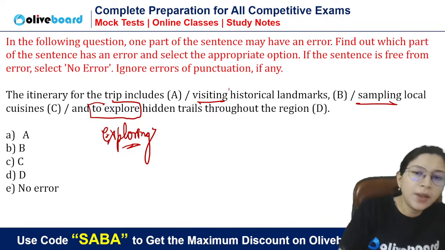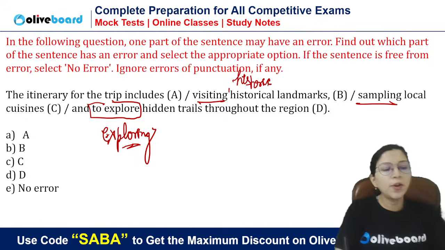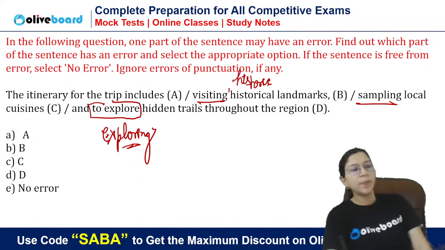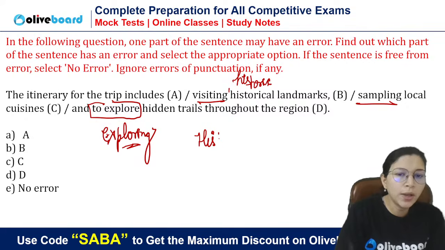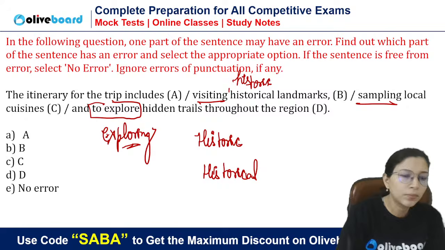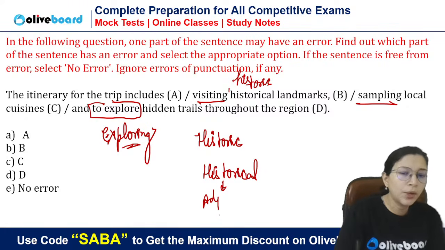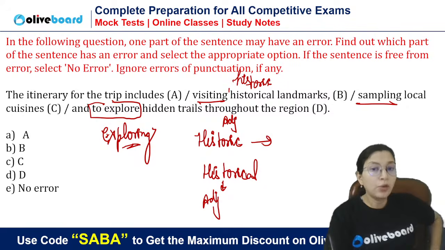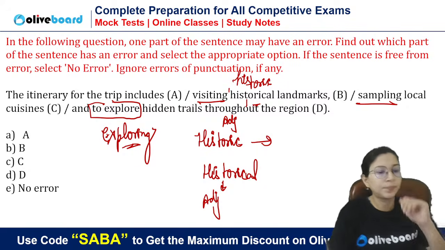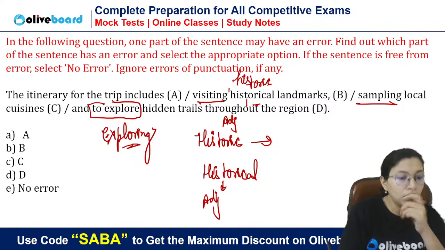My question is, can we write here historic? Because historic is also an adjective. Can we write here historic? Anybody? What is the difference between historic and historical? Both are adjectives. Tell me the difference quickly, because such questions also come in our exam. I could have written here historic landmarks. I want to know the difference. Why not historic?